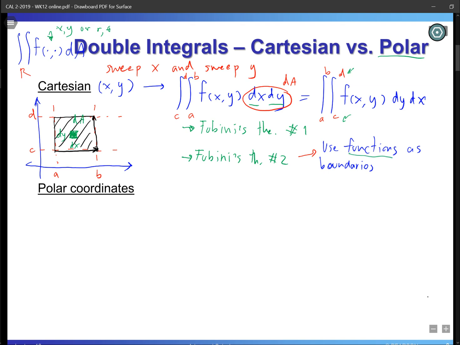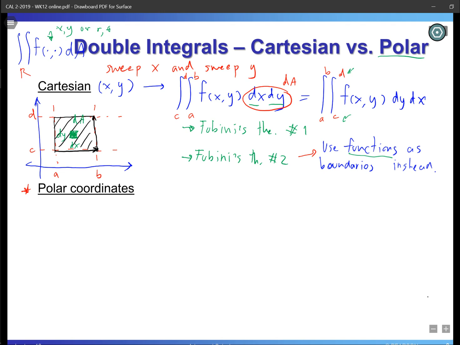And that's why we have lower function to upper function when you sweep y, and you have left function and right function when you sweep variable x. So instead, right here. Okay, so with this in mind, expect something similar to happen with the polar coordinates. All of these will be translated into polar form.